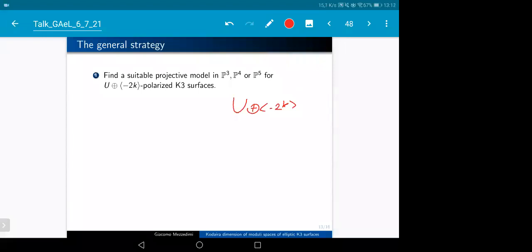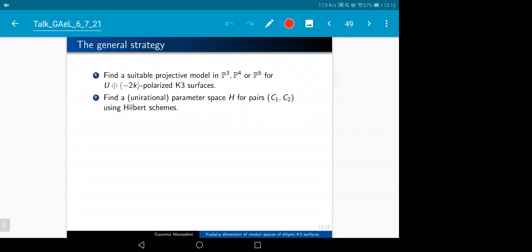Then how do we actually parameterize them? So first of all, we parameterize the pair of curves. So what we want is to parameterize all the curves in a certain projective space of fixed genus, degree, and intersection number. And that's not so hard. We use iterated Hilbert schemes, and since we only ask our curves to be elliptic curves or rational curves, these parameter spaces come up to be unirational.